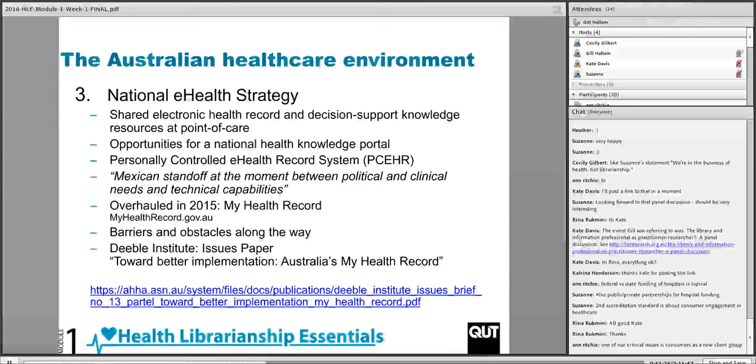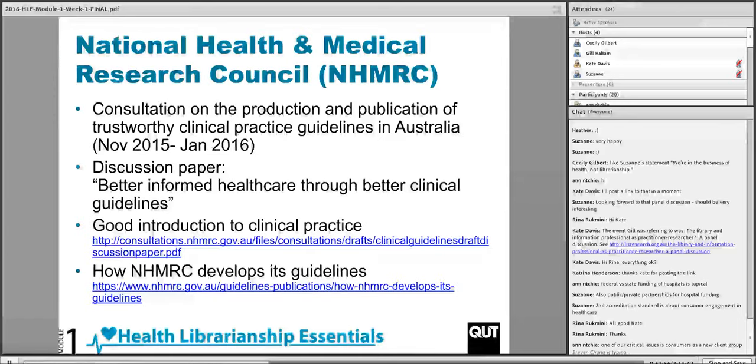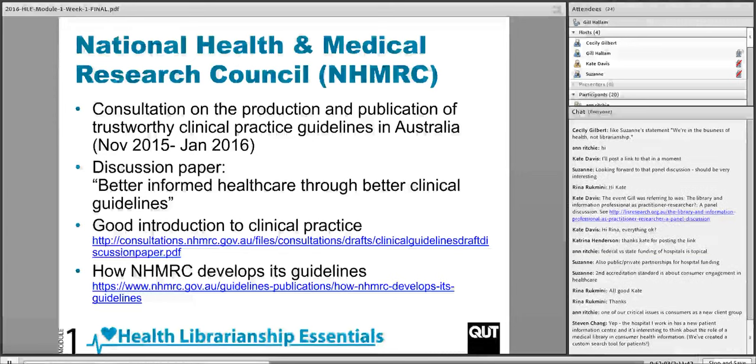Many of you will have heard of the National Health and Medical Research Council, or NHMRC. They are doing some work in the area of clinical practice guidelines. And this again will be a topic that we're going to cover in the course, looking at the contribution that some librarians make towards the development of clinical practice guidelines. Again, as background for you to start reading around this, there's a discussion paper to understand where the clinical guidelines fit into the healthcare environment.